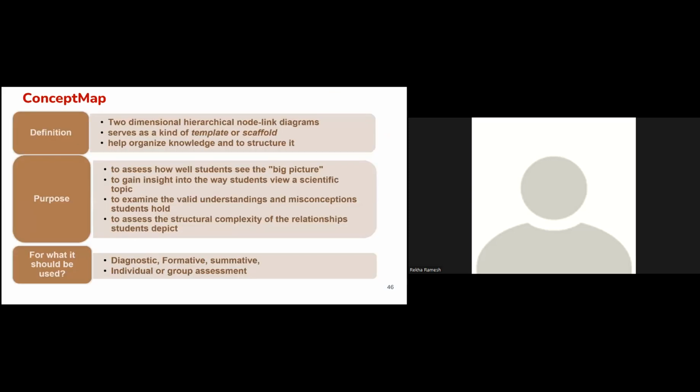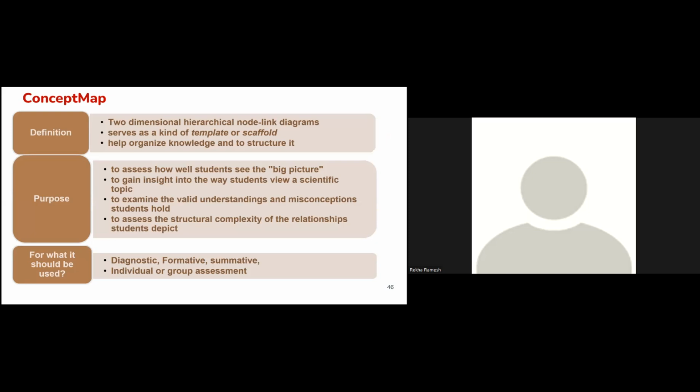Second, concept map. The definition of a concept map is two-dimensional hierarchical node-link diagrams. It serves as a kind of template or a scaffold. It helps to organize and to structure. So whatever knowledge they have gained, they can represent it in a graphical form. We call it a concept map.